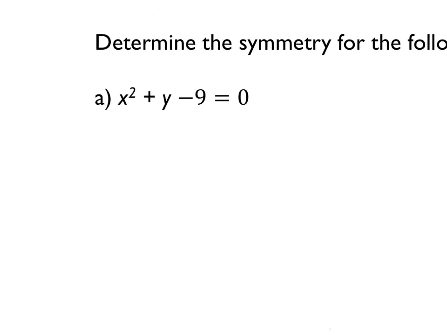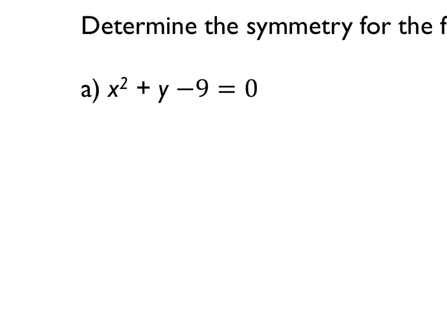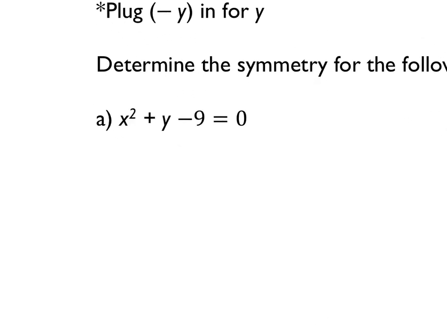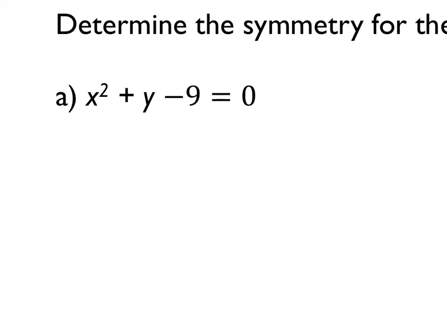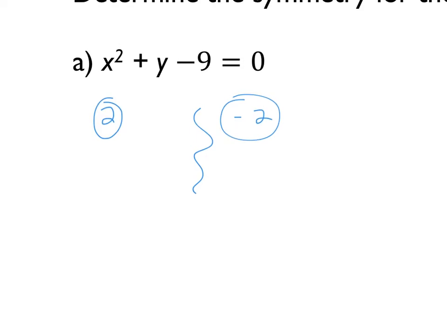So let's look at this first problem right here. I'm going to figure out if this is symmetric to the x-axis or symmetric to the y-axis. You're going to plug in negative y, positive y, that sort of thing, and ask, did I get the same thing? What I want you to do, I'm going to pick 2 and I'm going to pick negative 2. So if I plug in positive 2 for x, I get 2 squared plus y minus 9 equals 0. Agreed? So what's 2 squared? 4, plus y minus 9 equals 0.